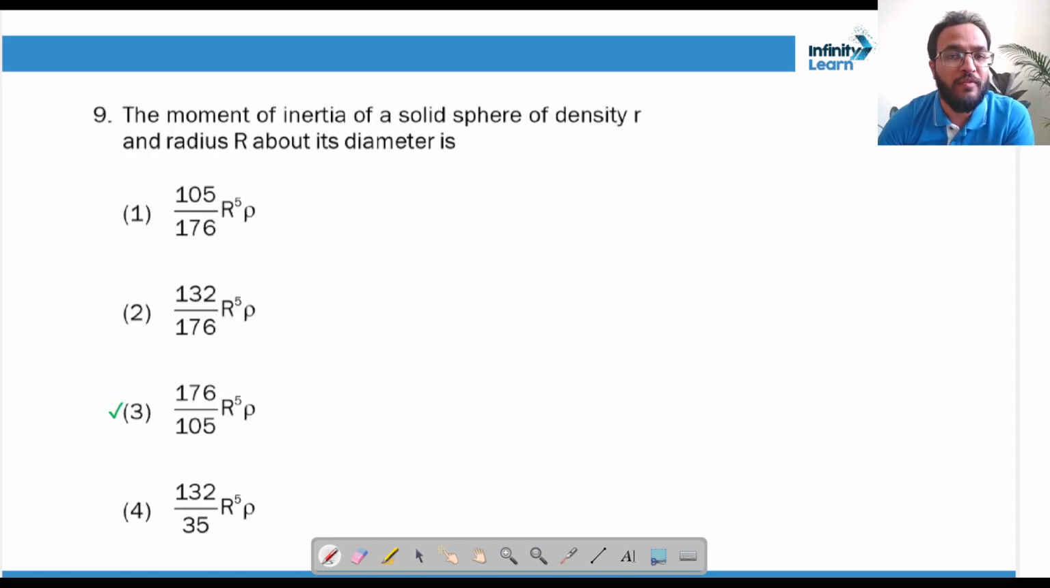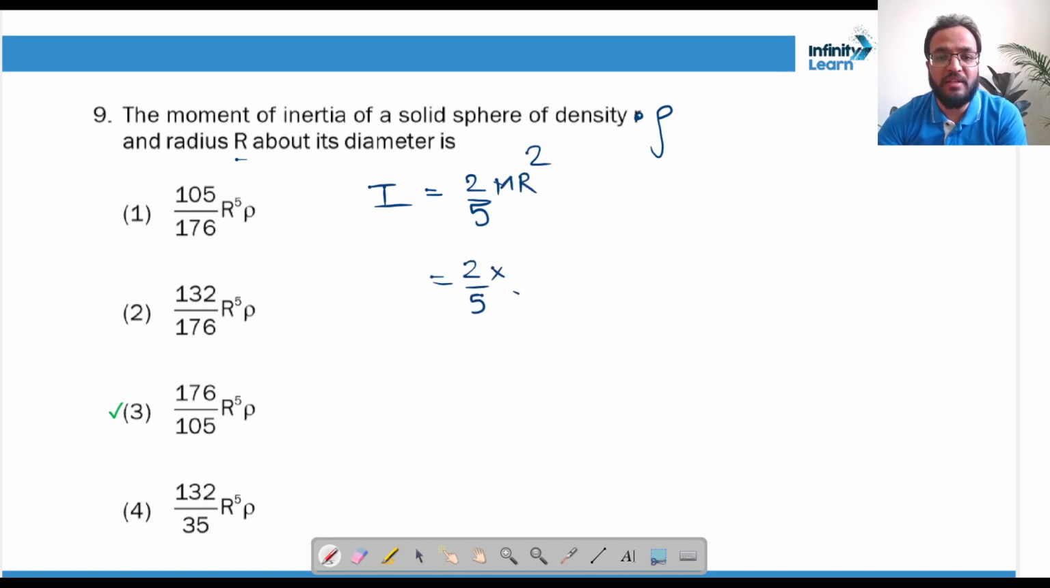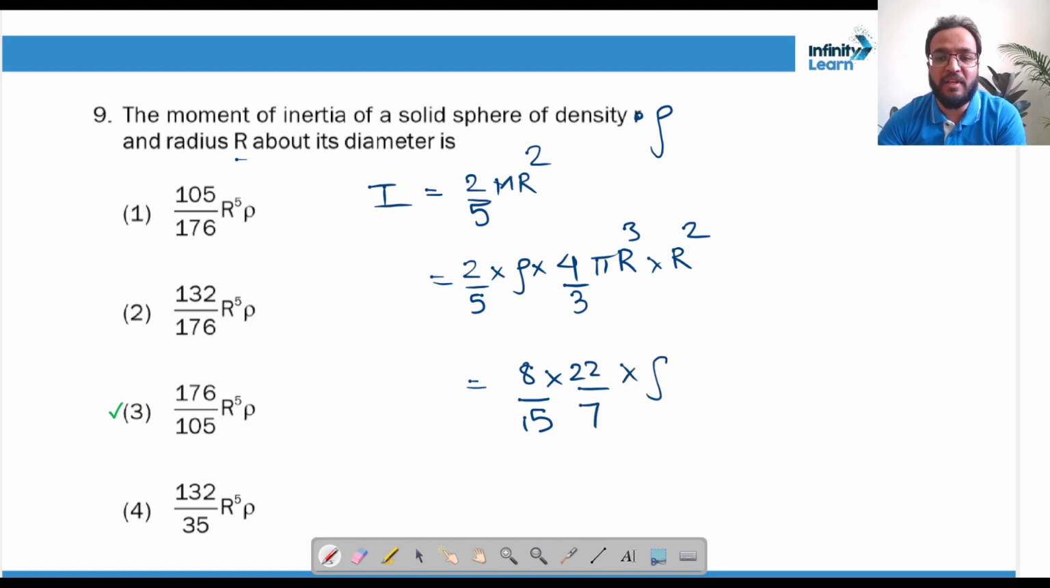Got it? The moment of inertia of a solid sphere of radius R and density rho about its diameter. Okay, what is the moment of inertia? For a solid sphere, it is 2 by 5 M R square. Now, what is mass? It is density into volume, 4 by 3 pi R cube into R square. So, it will be 8 by 15 into 22 by 7 into rho into R to the power 5. Just by seeing the options, I am saying, because in the options pi is not visible. That is why I opened up pi. So it is 176, I guess. I don't need to write, I can see here. 176 by 105 R to the power 5 rho.